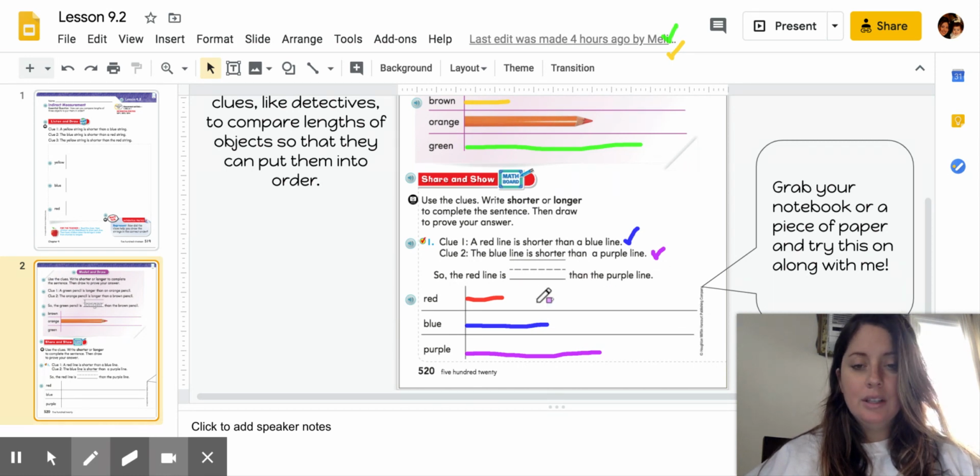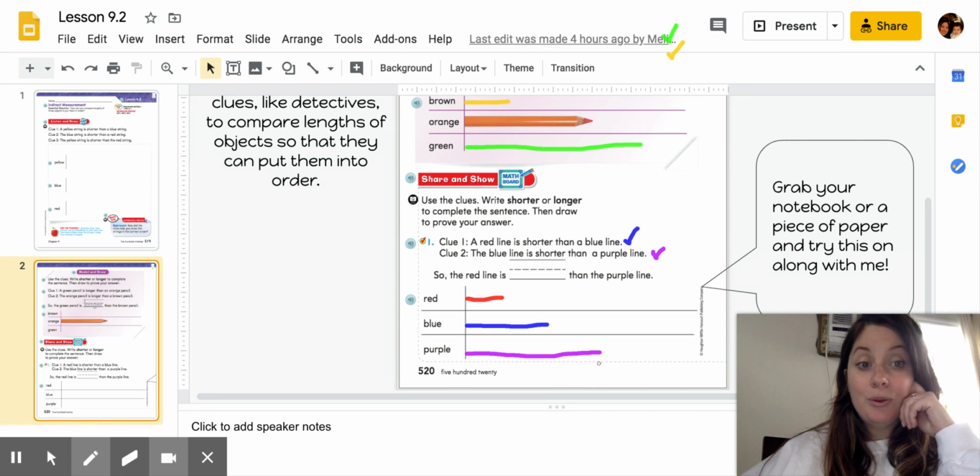And now it says, so the red line is, then the purple line. So it wants me to compare the red line to the purple line. Is the red line longer than the purple line? Or is the red line shorter than the purple line? What do you guys think? I'll give you a minute to write it in.